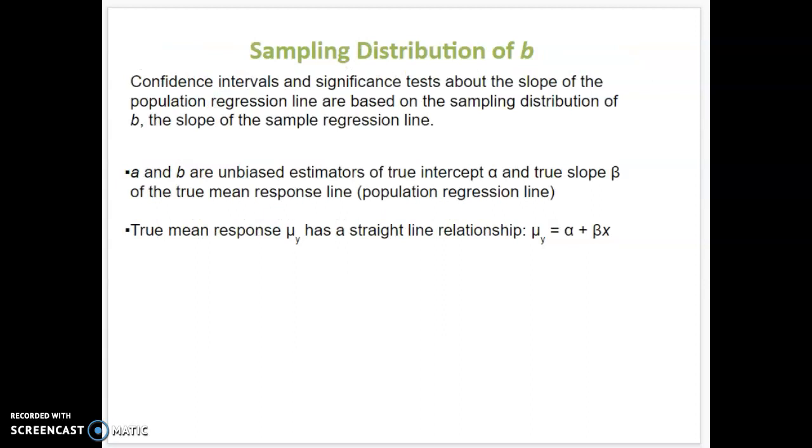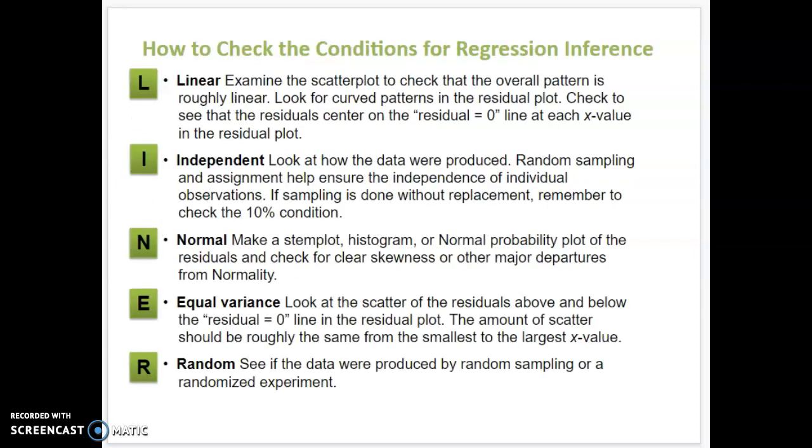So sampling distributions, because we have to know if we were to take all possible samples of this particular size, what's going on. So we have a plus bx. a and b are unbiased estimators. Those are my statistics of my parameters, which would be alpha and beta. So that's my true intercept and true slope, and my true mean response, mu sub y, having that straight line relationship. So basically replacing the y hat with the mu sub y, and then a and b are replaced with alpha and beta. So this is the highlight for today, checking the conditions.